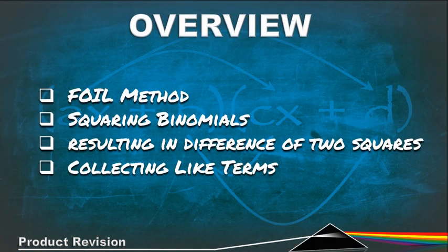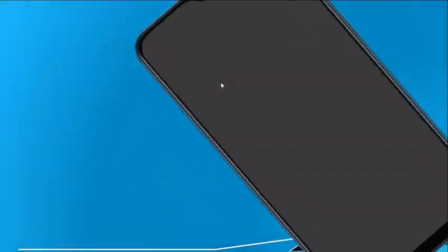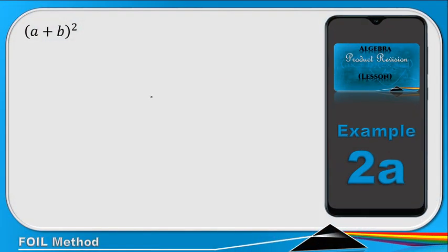Okay, and that was basically the FOIL method. Then moving on to squaring binomials. Here we only have 2 examples, and the first one, I'm going to show you 2 methods. And for the first method, remember, if I have x squared, what does that say? That is basically x times by x, right? So you can start off and just expand it first.